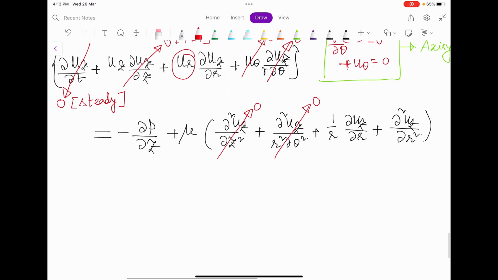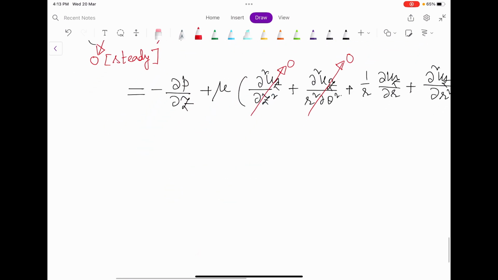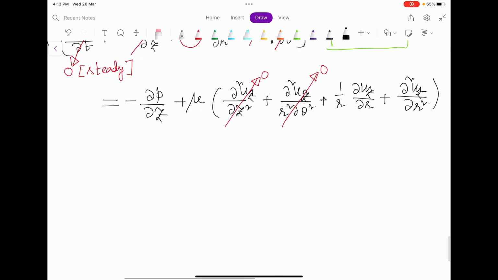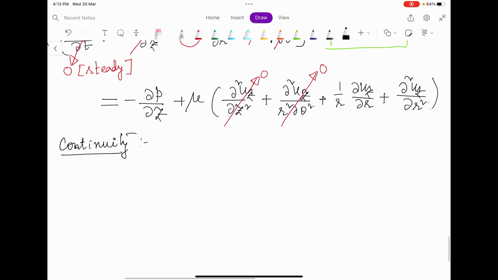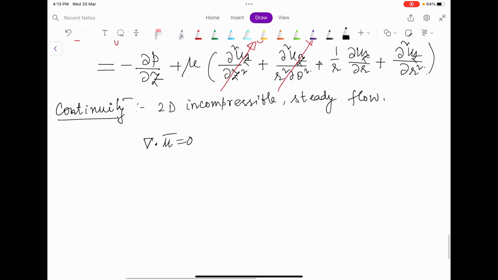so what is uR for fully developed flow? So that you can now refer to the continuity equation. The continuity equation says, for 2D incompressible steady flow, the continuity equation boils down to the divergence of the velocity vector being equal to 0.